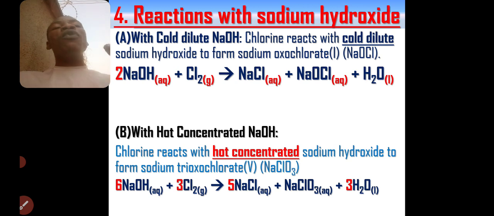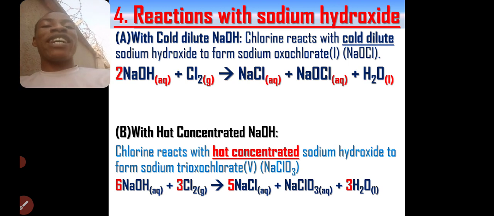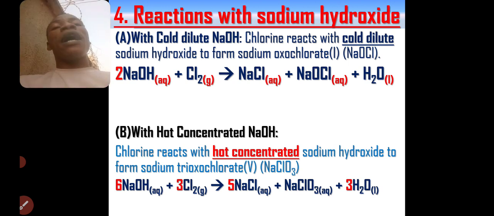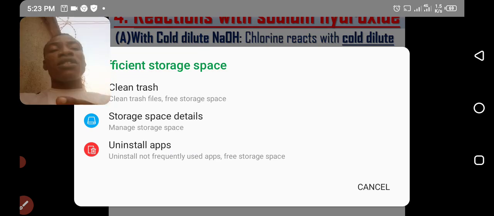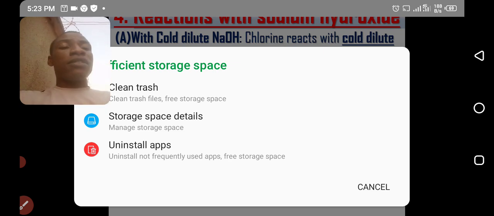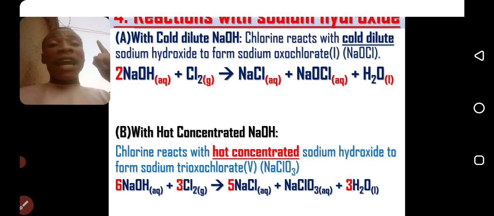Number 4 is the reaction with sodium hydroxide. Well, we have talked about calcium hydroxide. Now we are looking at the reaction with sodium hydroxide. Sodium hydroxide is caustic soda if it's concentrated, and there are two conditions that affect its reaction with chlorine. Number 1 is the concentration of the sodium hydroxide, and number 2, the temperature of the sodium hydroxide.